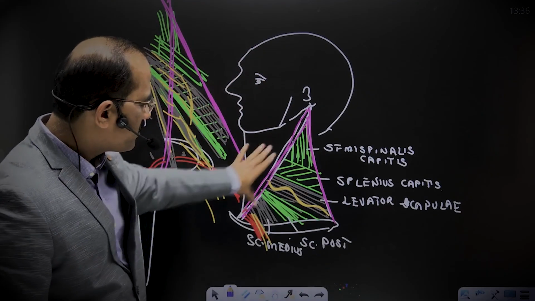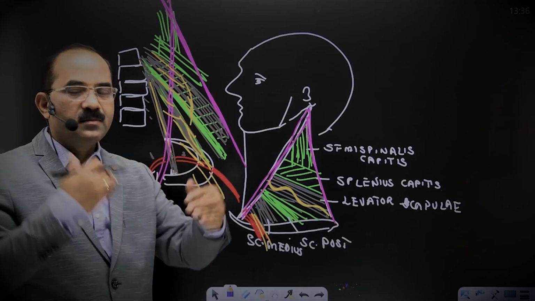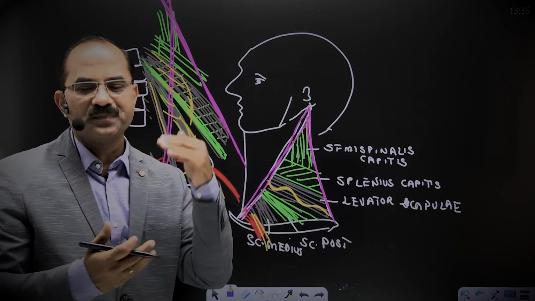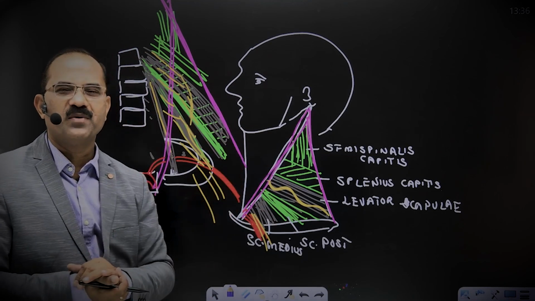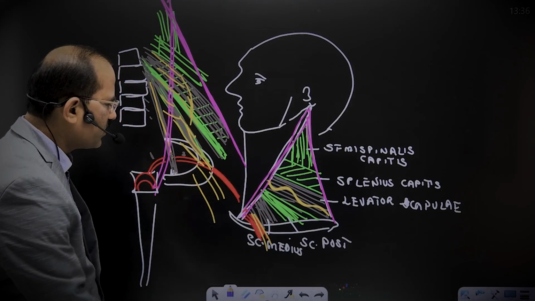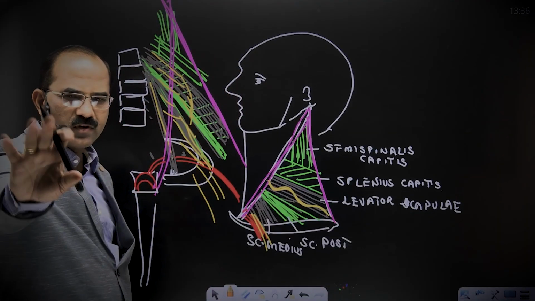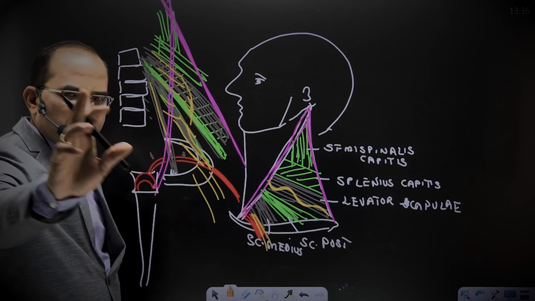Okay, so we get the branches of the cervical plexus in the posterior triangle of the neck, and the branches are around the subclavian artery. Let me just tell you this: branches of the cervical plexus. Students, are you able to follow? No? Just one moment.